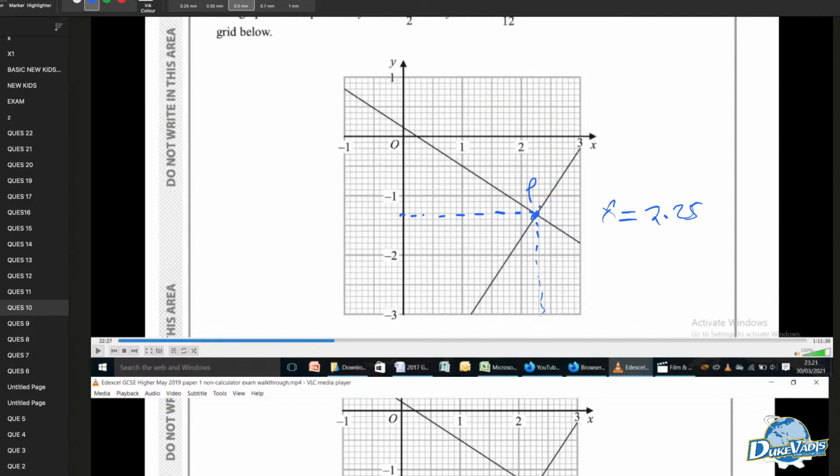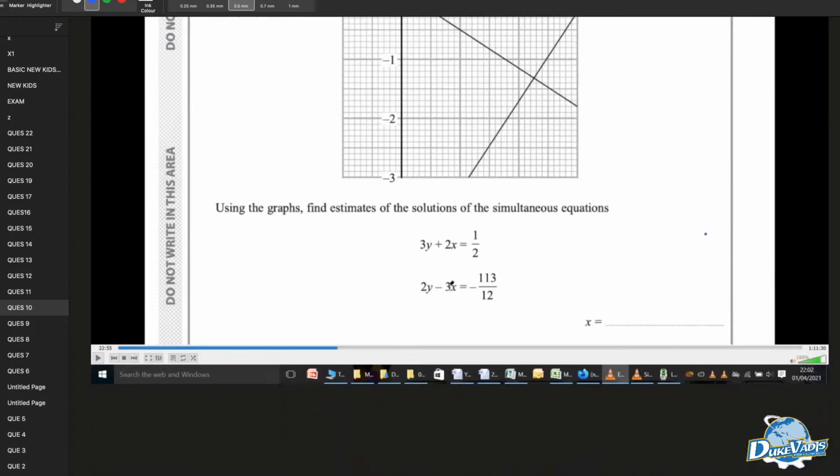If we extrapolate this one up, you'll see that it's 2 somewhere here. You see? And the value of x is that, and the value of y, as you can see, is negative 1.5. So that is it. All we have to do is to read a graph.